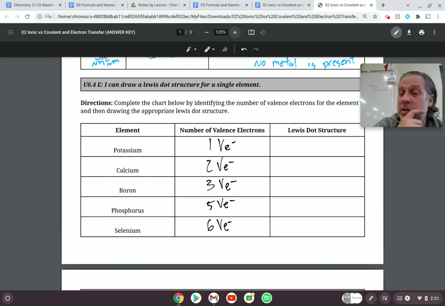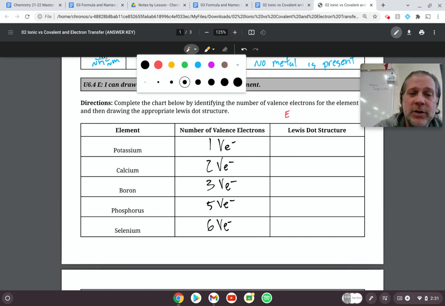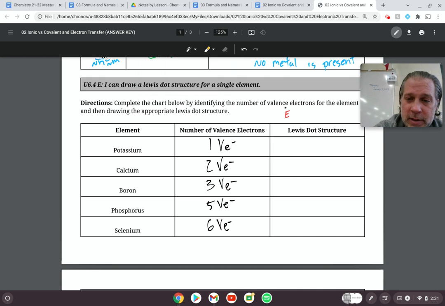When we write Lewis dot structures, what we're really doing is taking the elemental symbol and placing electrons around it that represent the number of valence electrons. The way that I usually do it is top, bottom, left, right, top, bottom, left, right. There's more than one way to do this, but that's the way that I usually do it, and that's how I'm going to show you.